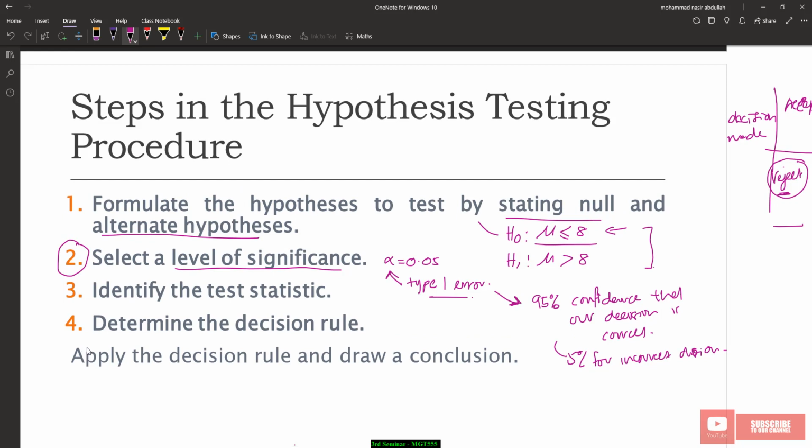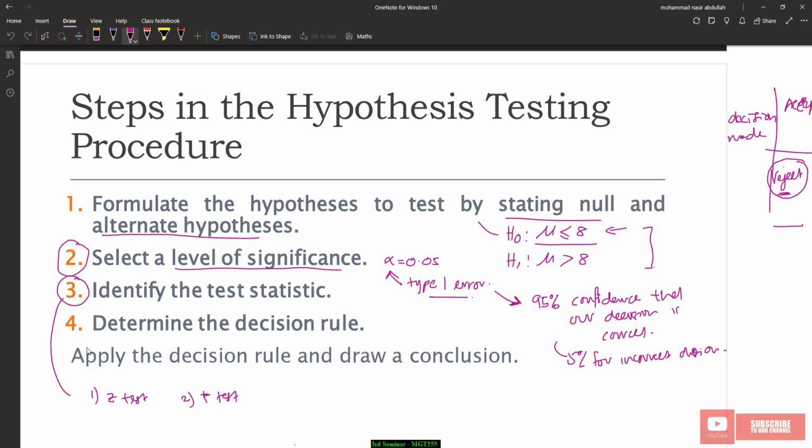Step number 3, we need to identify test statistics. Test statistics, in this subject, we are focusing on two tests. First is Z test. Another one is T test.